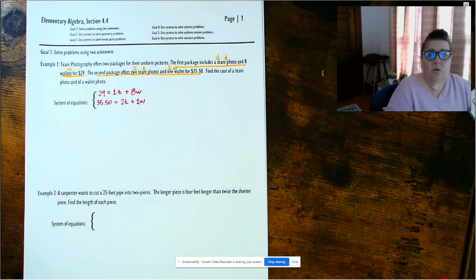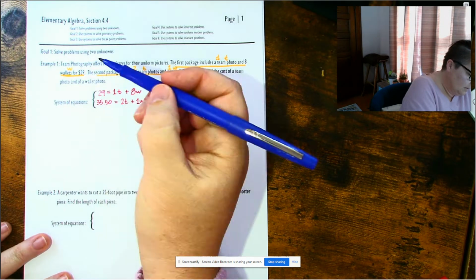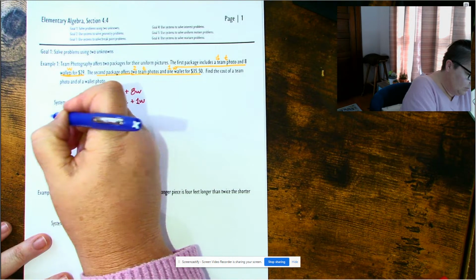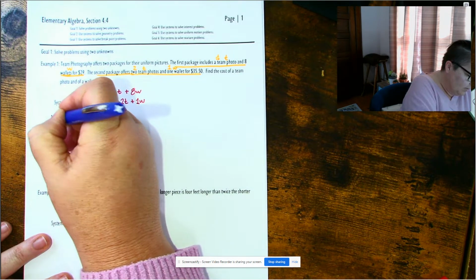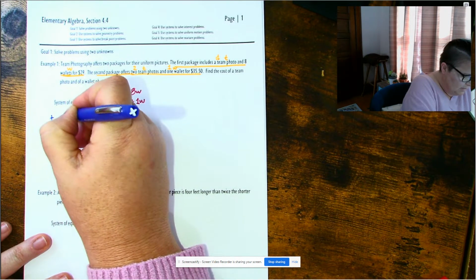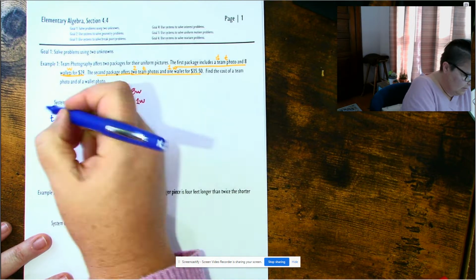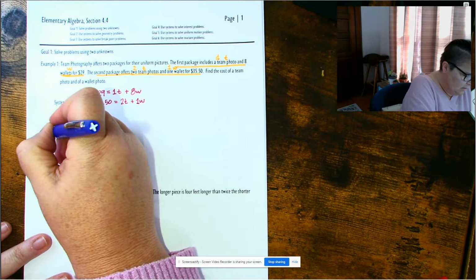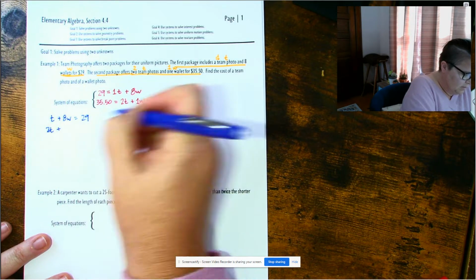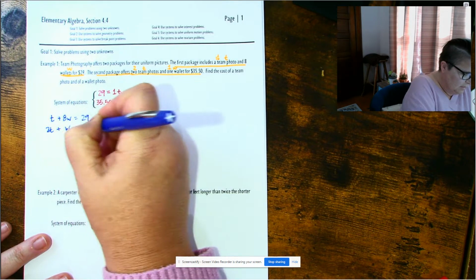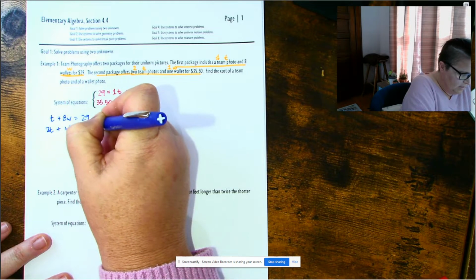And so now I'm going to solve these using either elimination or possibly substitution. So I'm going to eliminate the ones. I'm going to move this around a little bit. I'm going to move this to T plus 8W has to equal 29. And 2T plus W has to equal $35.50.